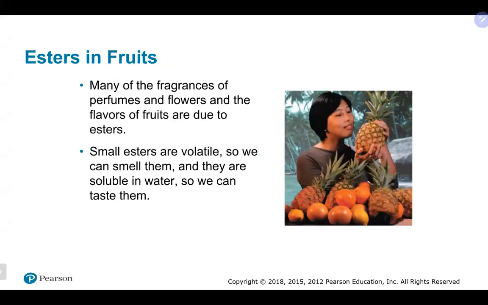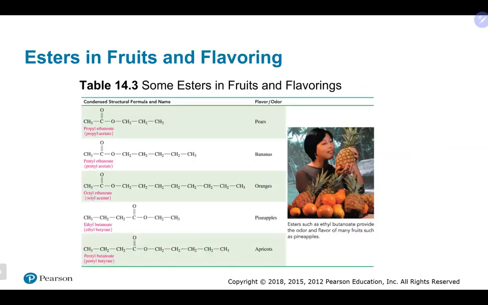Okay. All right. So as I mentioned, a lot of esters are fruits. A lot of fragrances, of perfumes, of flowers are due to esters. Small esters are volatile, which means they can go into the gas phase really easily, which obviously means you can smell them if they do so. They're also soluble in water. So looking at some of these, here's where we would break them apart. This is the alcohol part, which is our propyl, and the one we just did, which is propyl ethanoate. That is pears.